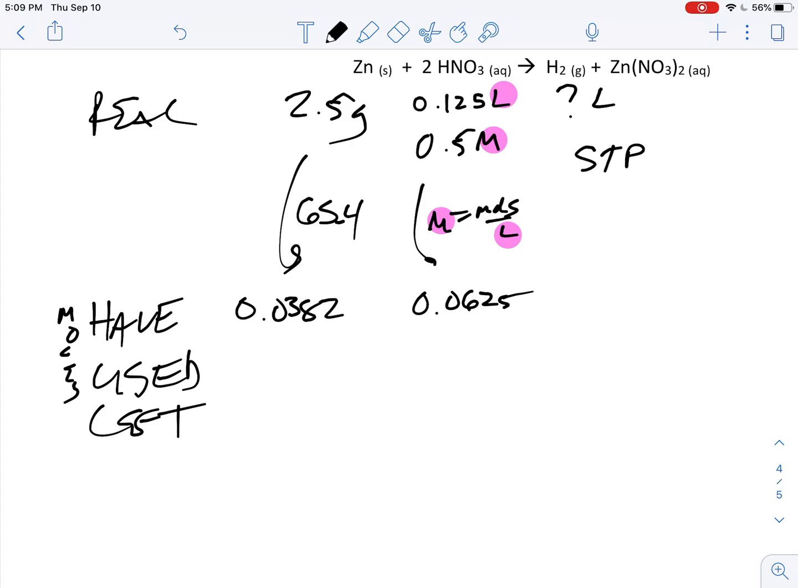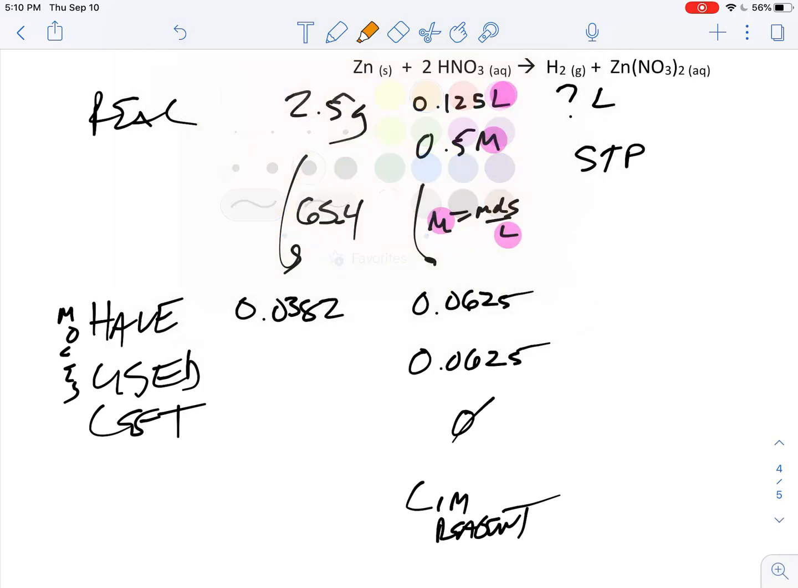Which one of these is going to be the one I'm going to run out of first? Well, I'm feeling this guy this time. I'm going to try to use up all 0.0625 of this to be left with none, and I'm going to assume that this guy is my limiting reagent. How'd I do? Well, let's see. I want to go here from a 2 down to a 1 here, so I'm going to cut this guy by a half, and when I do, I end up with 0.03125. Yep, I chose wisely.